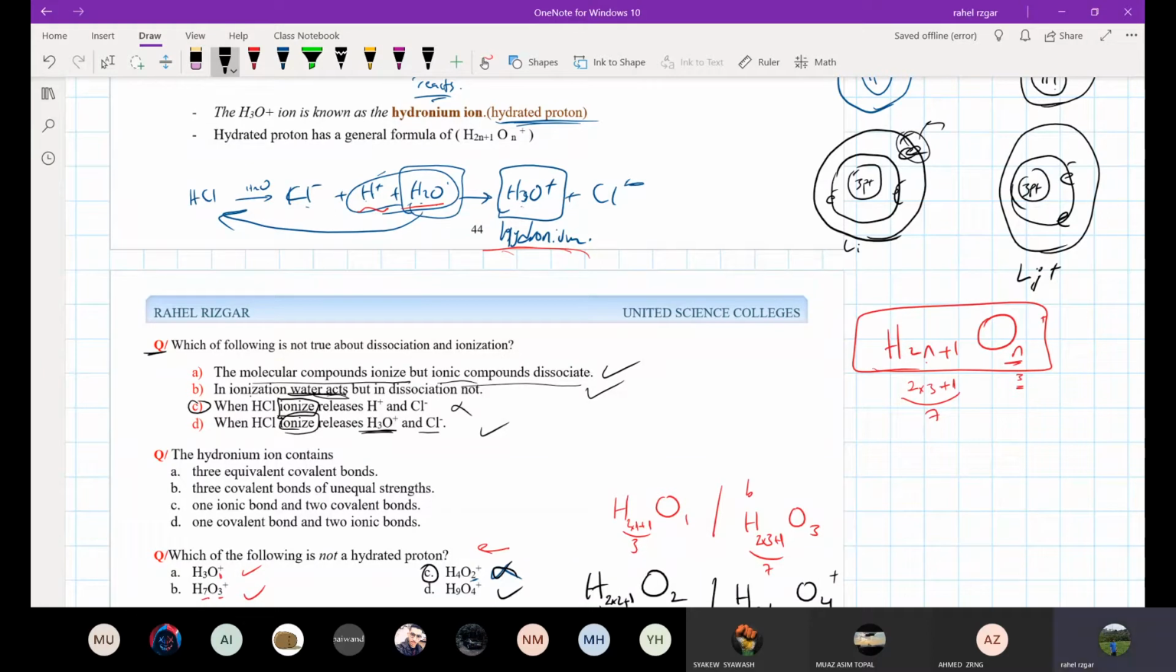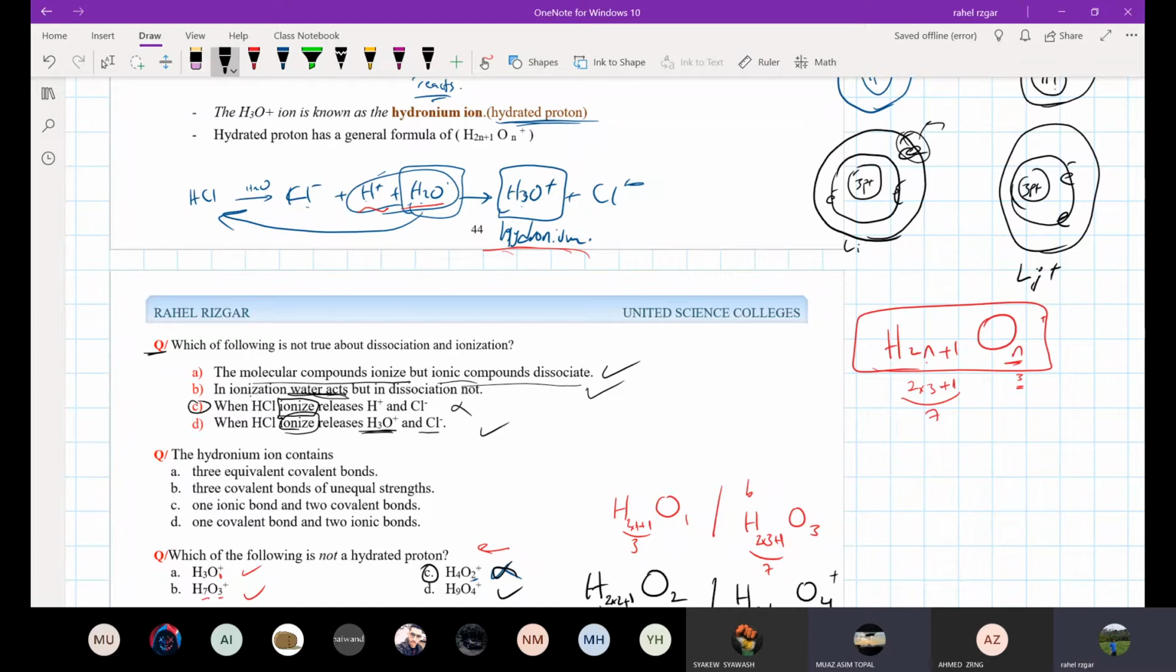All right? Yes, you are right. But I don't understand this. I don't understand the part that H3O doesn't come from the HCl. It comes from H2O. So HCl doesn't have an H2O part.